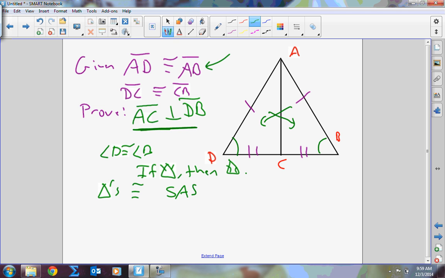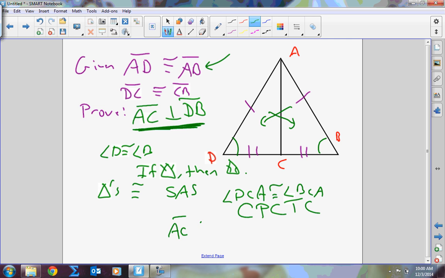And now let's look at how we get that part, how we use the congruence. I would know that angle DCA is congruent to angle BCA. Why? Because the corresponding parts of congruent triangles are congruent. And then I would know that AC is perpendicular to DB because perpendicular lines form congruent adjacent angles.